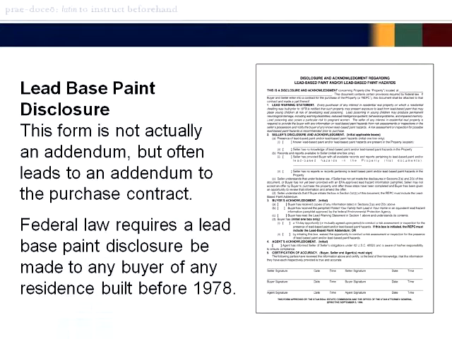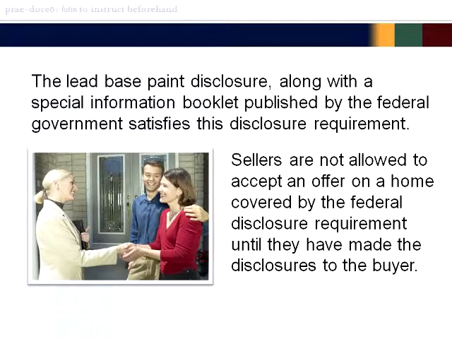Lead-based paint disclosure. This form is not actually an addendum, but often leads to an addendum to the purchase contract. Federal law requires a lead-based paint disclosure be made to any buyer of any residence built before 1978. The lead-based paint disclosure, along with a special information booklet published by the federal government, satisfies this disclosure requirement. Sellers are not allowed to accept an offer on a home covered by the federal disclosure requirement until they have made the disclosure to the buyer.